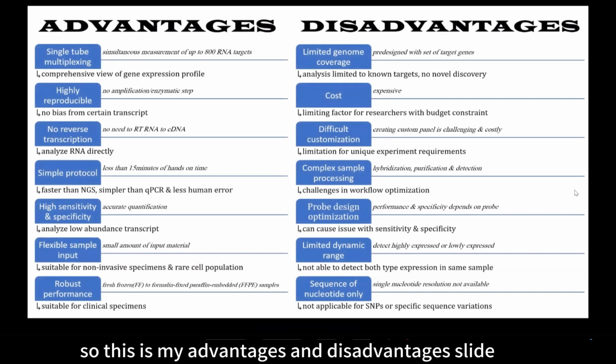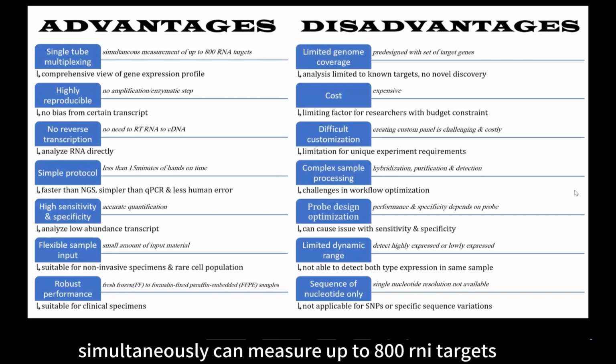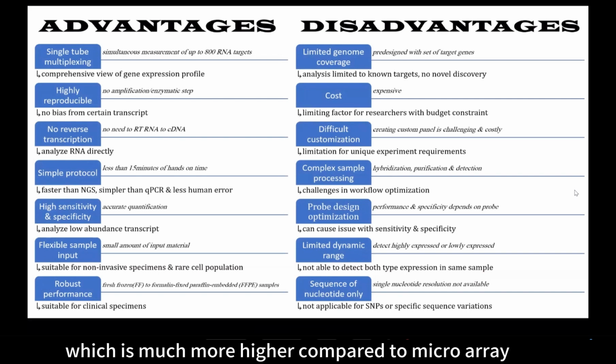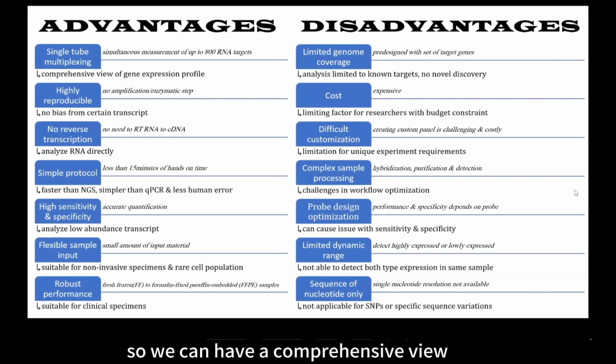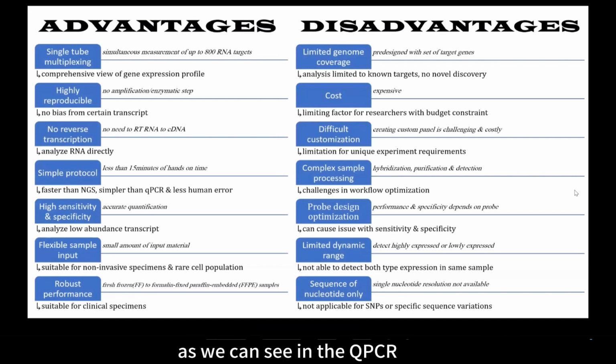So this is my advantages and disadvantages slide. The advantage of NanoString is that it is single-tube multiplexing. Simultaneously it can measure up to 800 RNA targets, which is much higher compared to microarray. So we can have a comprehensive view of the gene expression profile. It is highly reproducible because there's no amplification or enzymatic step involved, as we can see in the qPCR technique.